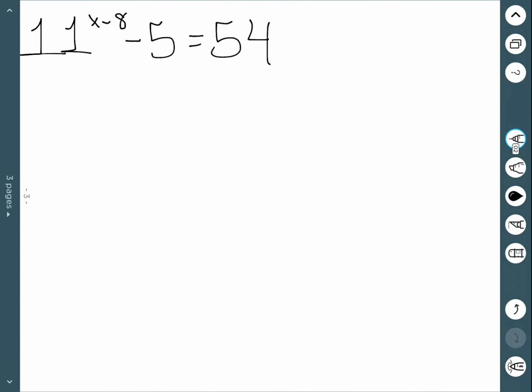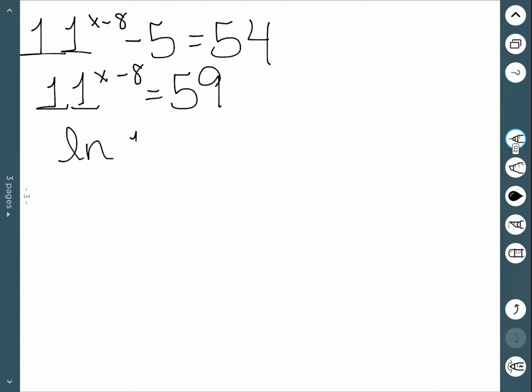So now let's look at a slightly more complicated example. 11 to the x minus 8, minus 5, equal to 54. This one actually has one step ahead of what we've been doing. When we take the log of both sides, I actually need the exponential by itself. So my first step here is going to be to add 5 to both sides. 54 plus 5 is 59. And now I can use what I've been doing. I have ln of 11^(x minus 8) equal to ln of 59.